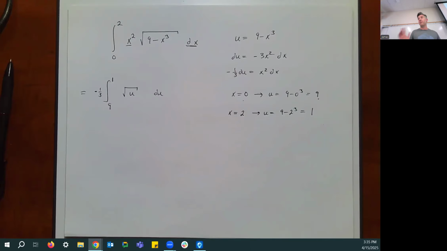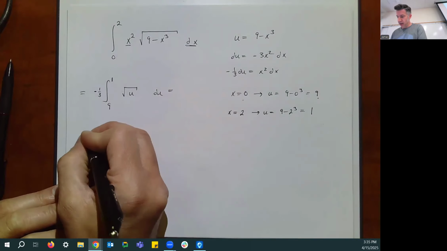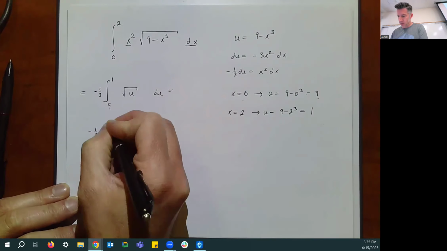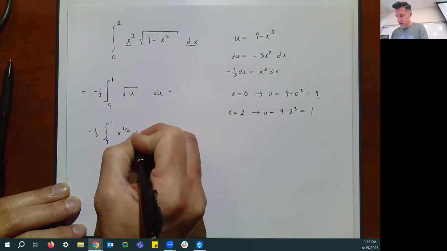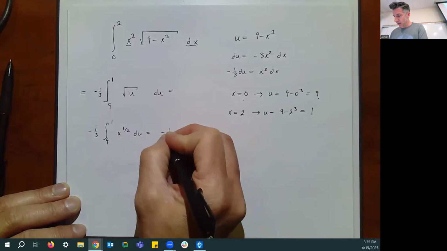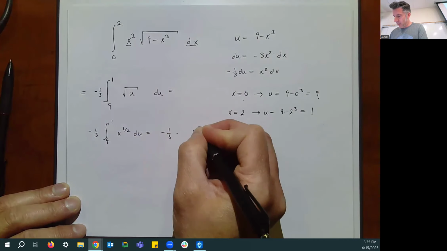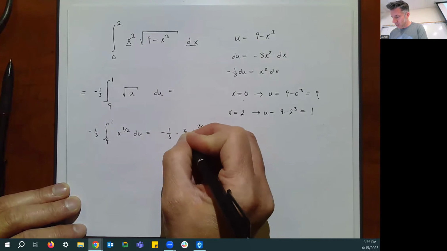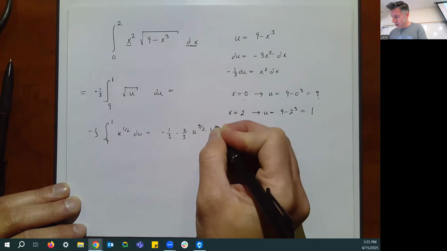You can just do this problem like it doesn't matter if it's 9 to 1 or not. I mean, it matters in that we have the correct order, but it doesn't matter that the bigger number is on the bottom and the smaller number is on top. We can still do the usual thing, meaning this is negative 1/3 times the integral from 9 to 1 of u to the 1/2. We anti-differentiate, we get negative 1/3 times u to the 3/2 times 2/3 from 9 to 1.